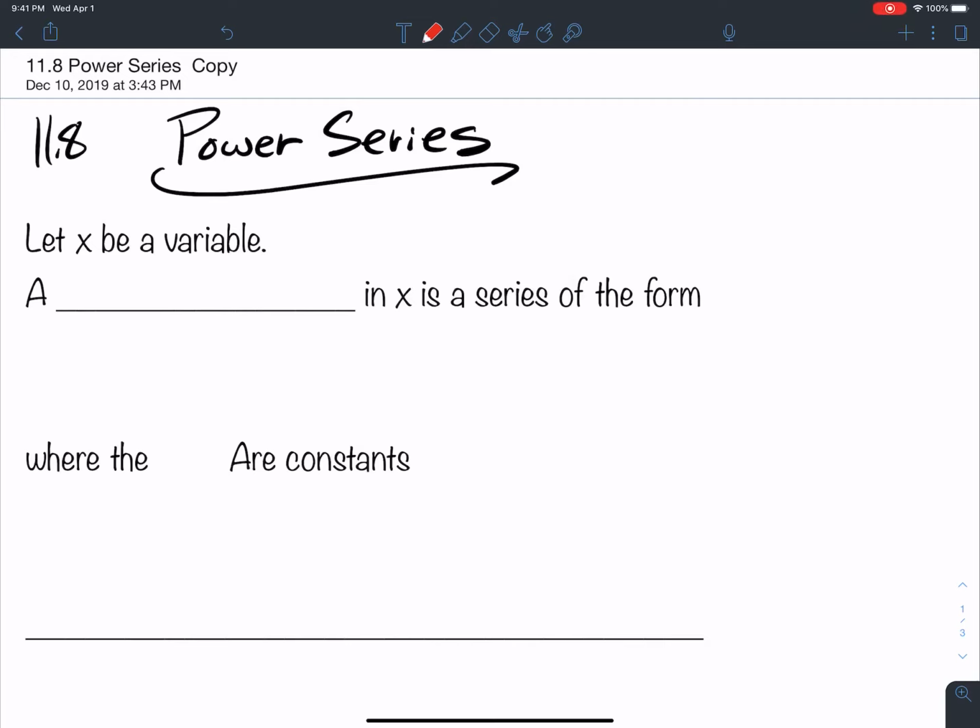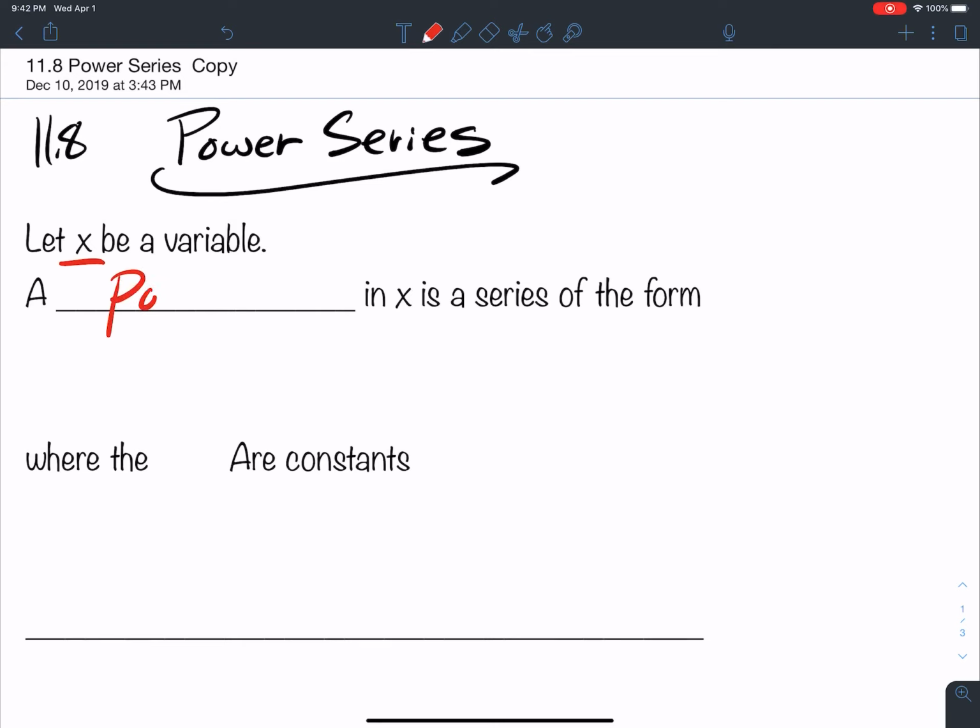So in this section, we're going to talk about power series. Okay, so we're coming into the capstone of Calculus 2, bringing everything that we've learned together. So let x be a variable.